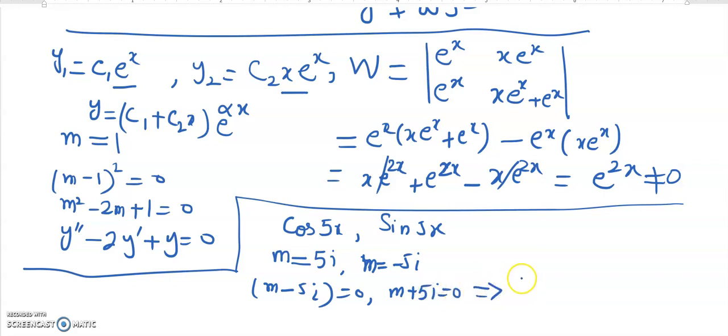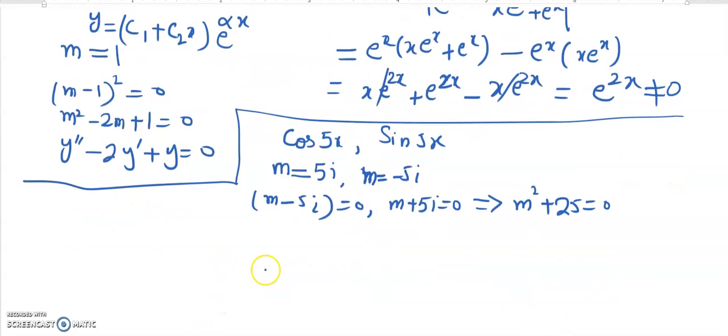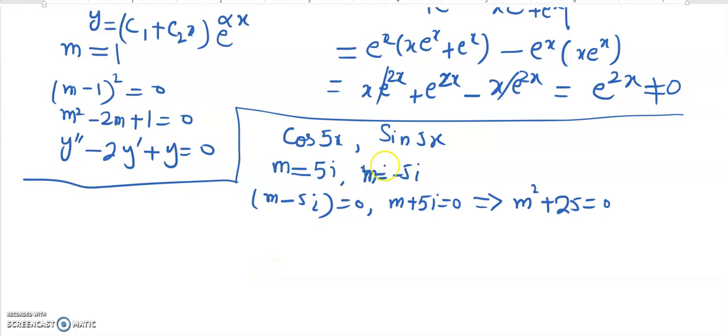If we multiply these two terms, m square minus 5i square, so m square plus 25 is equal to 0. In this case it will give a differential equation y double prime plus 25y is equal to 0. Okay, so that's all for this topic.